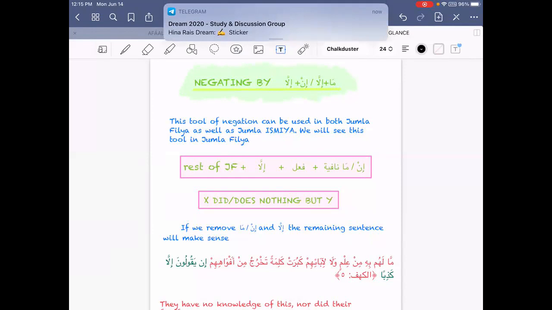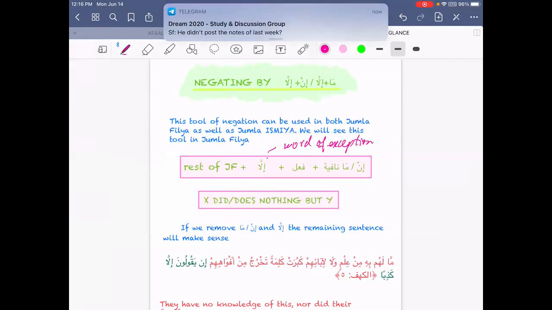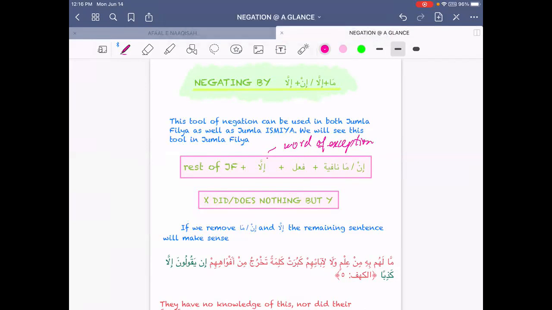So here in and ma followed by a fail, then followed by illa. Illa means except. Is this fail any fail? It can be mazi or mudare. Yes. You see the meaning here? Did and does. So both can come, past and present tense, which is followed by illa. Illa is the word of exception. Ustad also said this. Whenever you want to say except this or except that while in talking or while in conversation, illa is the word to use.